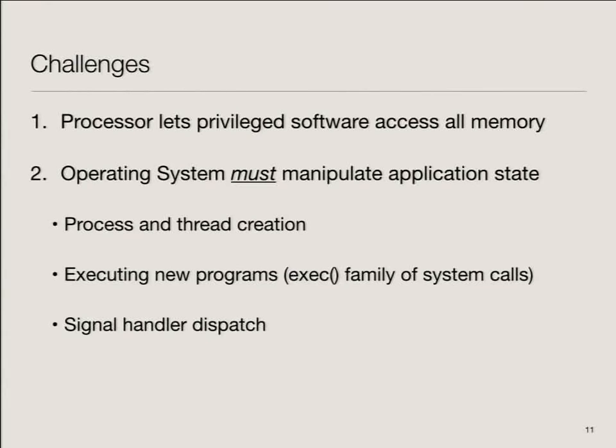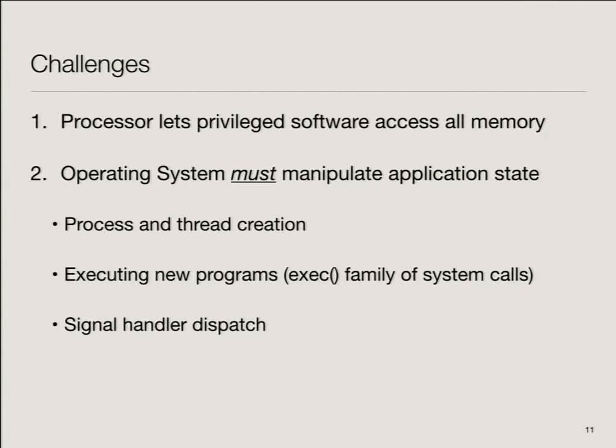The more subtle challenge is that if we want operating system kernels to provide the features that we expect them to have, they must be able to manipulate application state. It doesn't suffice to put an application over here and the operating system kernel over here and say, never the two shall meet. Because if you did that, the operating system kernel would not be able to create new processes and new threads. It would not be able to execute new programs by providing the exec family of system calls. It would not be able to provide signal handler dispatch, because all of these operations modify application state. They go in and make changes to the application's program counter.